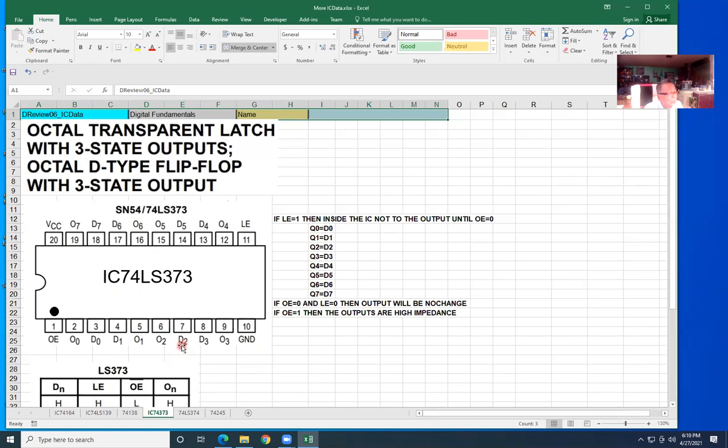D2, D1, there's 8. D2, D3, D4, D5, D6, D7, okay? That means they get 8 inputs and 8 outputs. You can see Q0, D0, Q7. Okay, now see how they work.